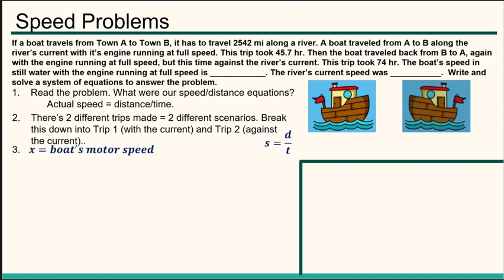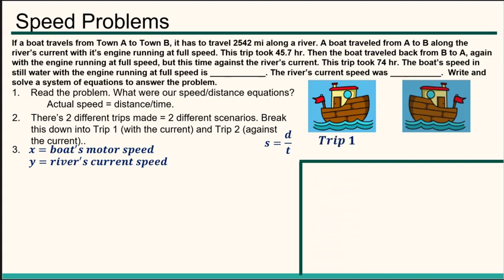So let's let x be the boat's motor speed. The reason is that's what they were asking for in the problem. And they also want the river's current speed, so let's let that be y. Usually if you let the variables be the unknowns, the things that they're asking for, it'll help.